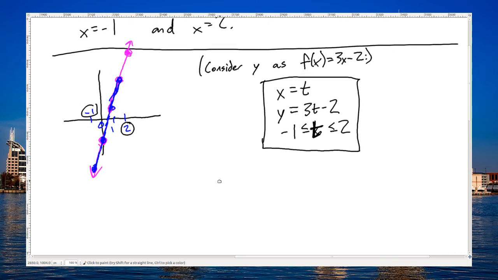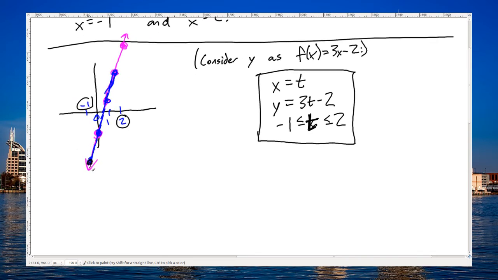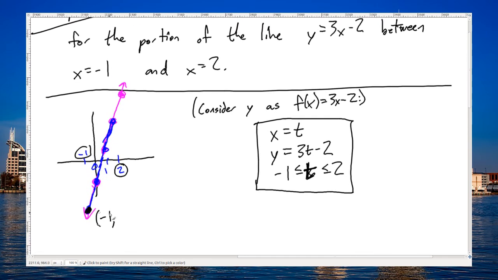The other option is that, hey, we've got a line segment, and we could go left to right here, or we could go right to left if we prefer. But if we go left to right, that would be the point negative 1, comma, let's see, what is that? Well, just plug in negative 1 into the function. That'd be negative 3 minus 2 is negative 5. Up to 2, comma, plug that into the function. 3 times 2 is 6, minus 2 is 4.